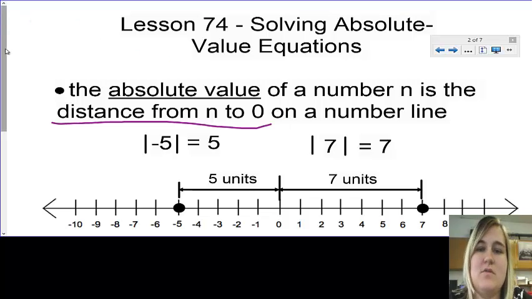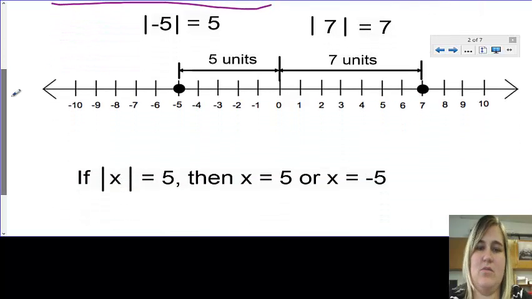That's why absolute value is never a negative, because we can't have negative distances. So, for example, if I wanted to know the absolute value of -5, here is -5, 0 is here, that distance is 5 units. So that is an absolute value of 5. The same is true for 7. 0 is here, 7 is here, there are 7 units between, which gives me an absolute value of 7.